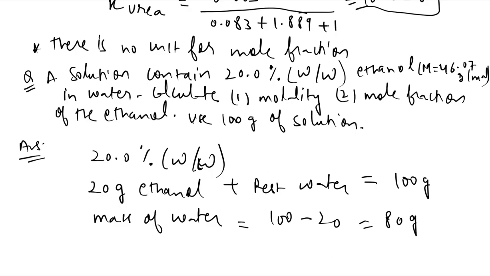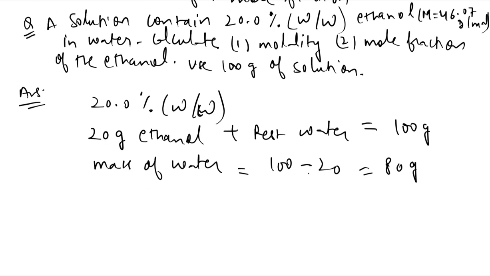Normally in a question they don't give this 100 gram solution, you have to assume it. With 20 weight by weight percent, that means that is the solute and the rest is the solvent. So now we already know the mass of the solute and the mass of the solvent. Molar mass we already know. We can easily calculate the mole fraction and the molality. So let's do that.